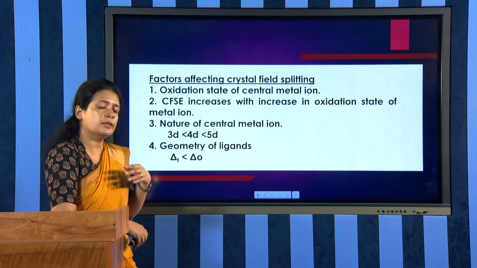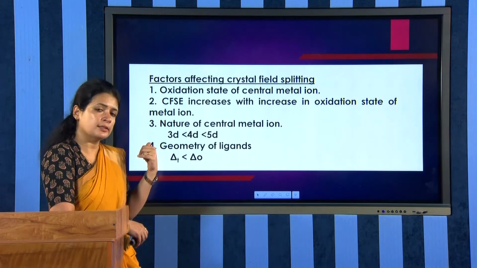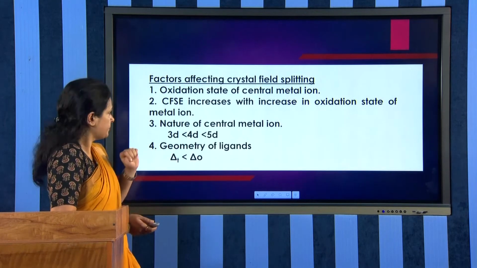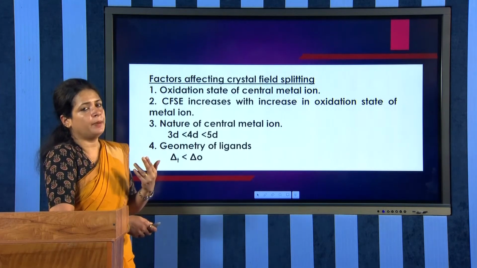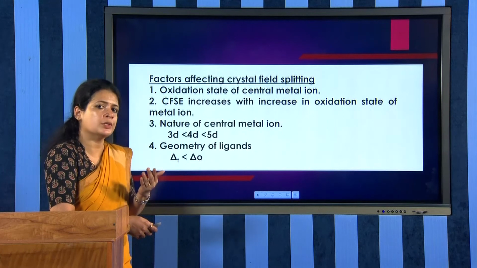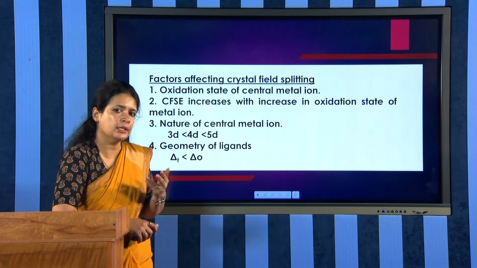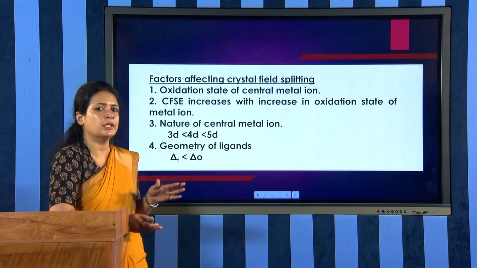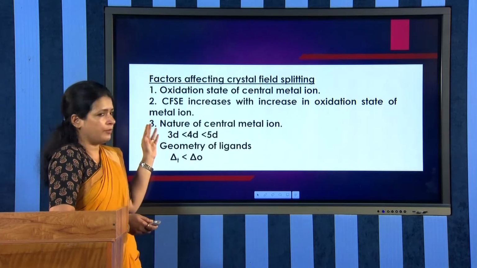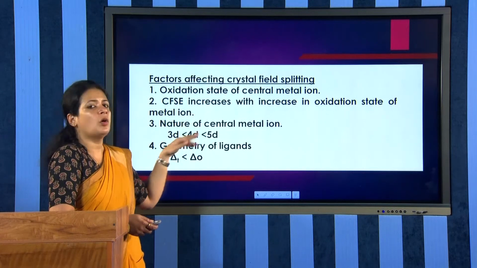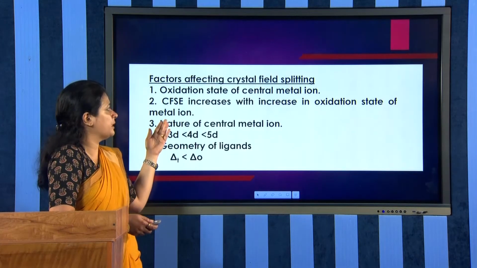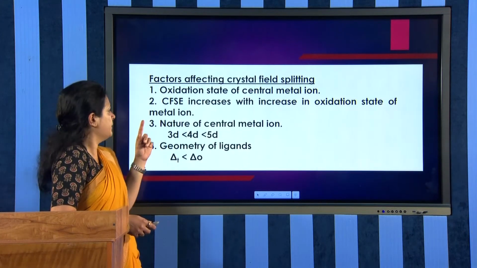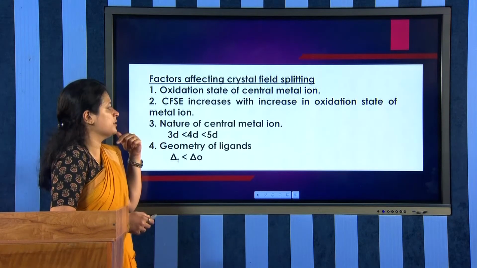It was seen that if the oxidation state of the central metal atom is greater, the crystal field stabilization energy is greater, or the splitting will be more. That is, if a complex ion has a 2 plus oxidation state and a 3 plus oxidation state, the 3 plus oxidation state will have a greater CFSE or crystal field splitting. We can conclude that as the oxidation state of the central metal atom increases, CFSE also increases. That is the first factor. Second is the nature of the central metal ion.